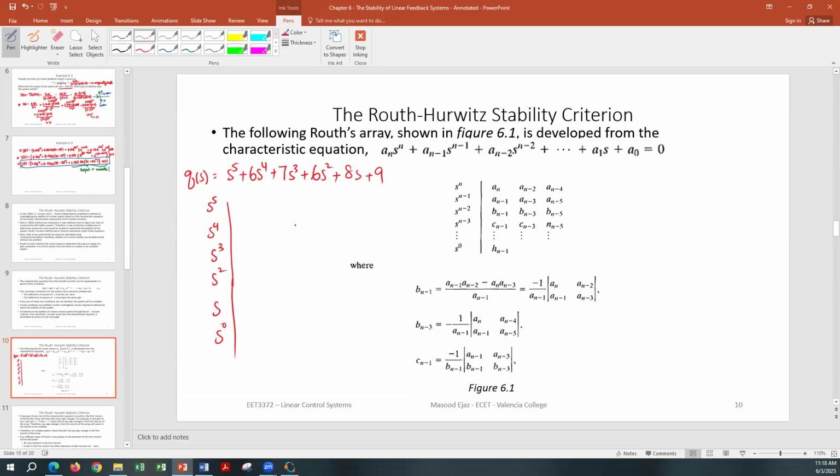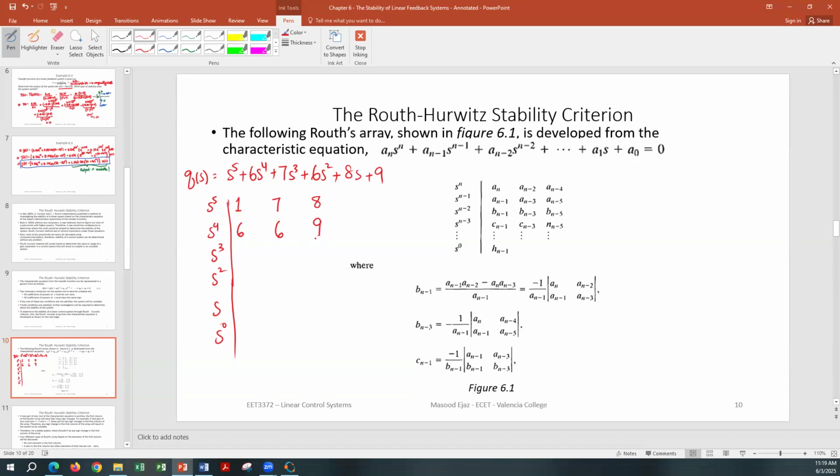And then the first row is going to be starting with the coefficient of the first term, S to the 5. So 1, then S cubed, 7, and then S, 8. And then the second line is going to be the coefficient of S4, which is 6, and then S squared, which is 6, and then S to the power 0, which is 9. So these will be my first two rows, and they come from the characteristic equation.